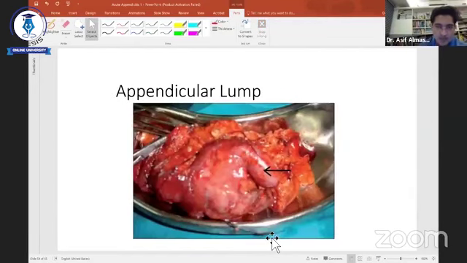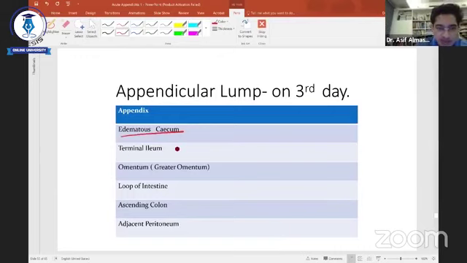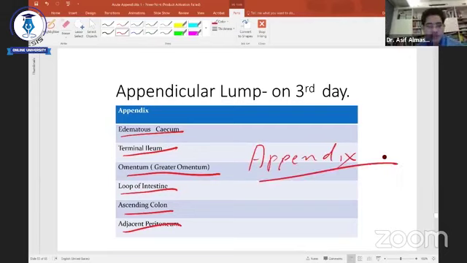Appendicular lump. What are the parts of the appendicular lump? The cecum, the terminal ileum, the omentum, loops of intestine, ascending colon, adjacent peritoneum, and most importantly, the appendix. They together form the appendicular lump.